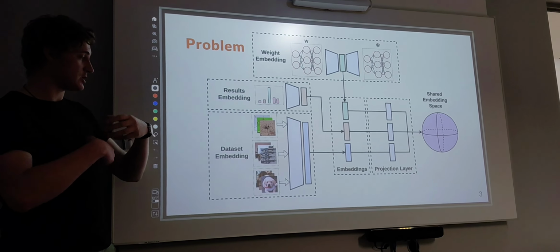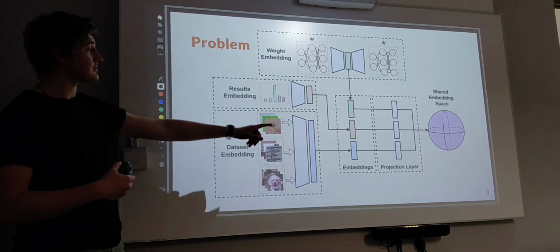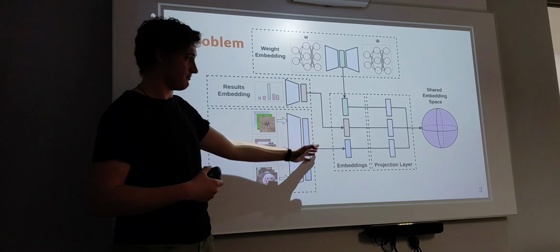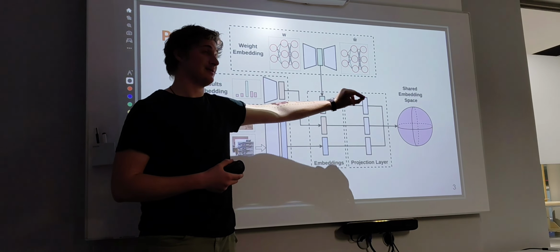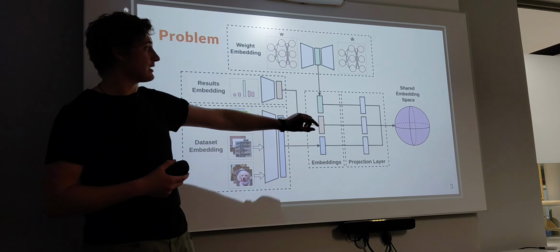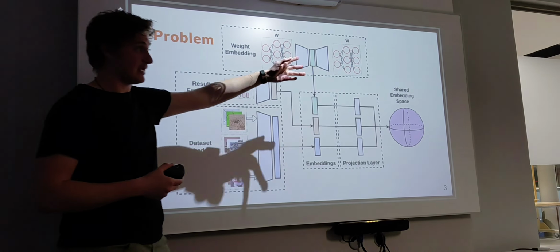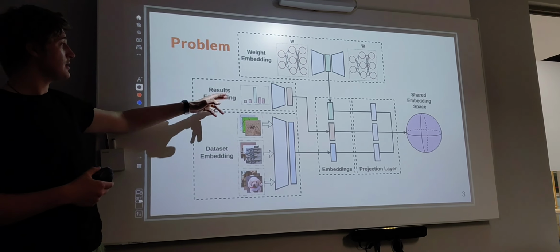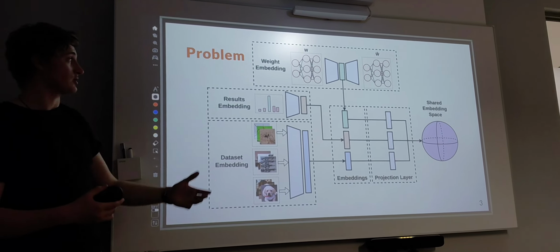you can generate a new unseen data set of three subsets, specify the result which you want, do a forward pass of these embeddings, find where the point in the shared embedding space is, and then reverse the process by finding the weight embedding and then decoding that. The goal is then, of course, that the weights' performance will be the same as the specified performance. That's the goal. Thank you.